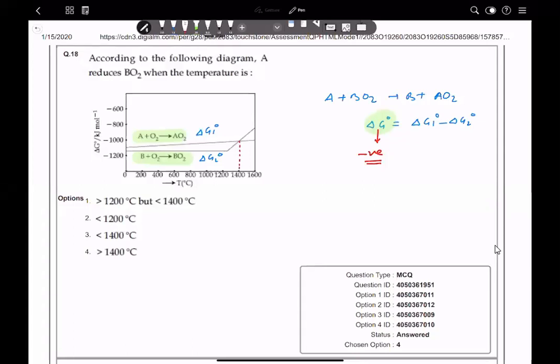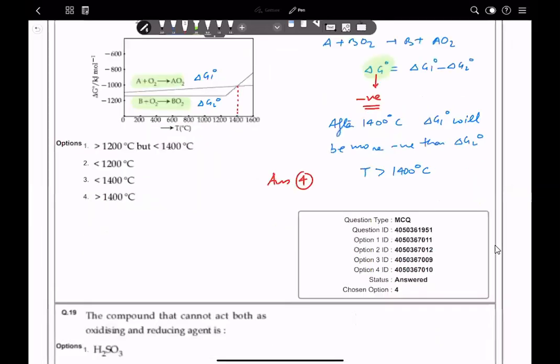So after 1400 degrees Celsius, delta G1 naught will be more negative than delta G2 naught. So delta G naught must be negative. That means this reaction is feasible above a temperature of 1400 degrees. So T must be greater than 1400 degrees Celsius. That means as per our options, the answer must be 4. Okay. Then question number 19.